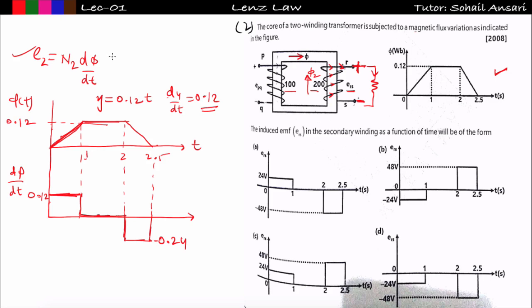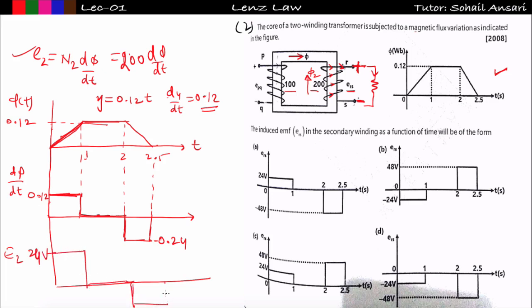E2 is N2 d phi by dt, that is equal to 200 d phi by dt, since N2 is given as 200. So multiply this waveform by 200 and you will get E2. So E2 will be equal to 200 multiplied by 0.12, that is equal to 24 volt from 0 to 1, and from 2 to 2.5 it will be minus 48 volt. So option A I am getting. Now if you do not apply Lenz's law correctly, then you will get option B, that is absolutely wrong.